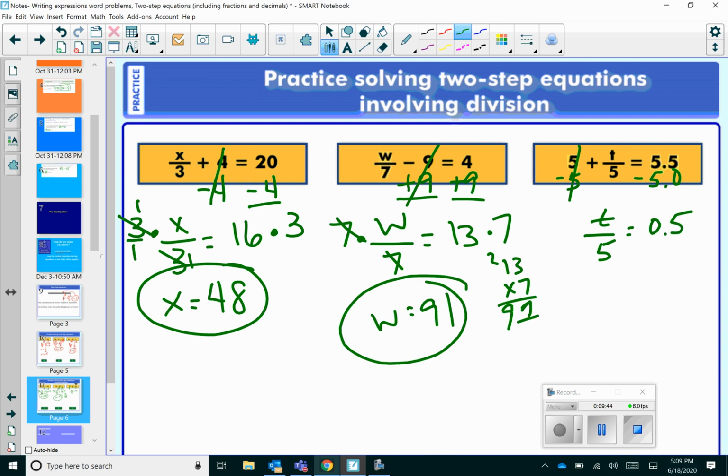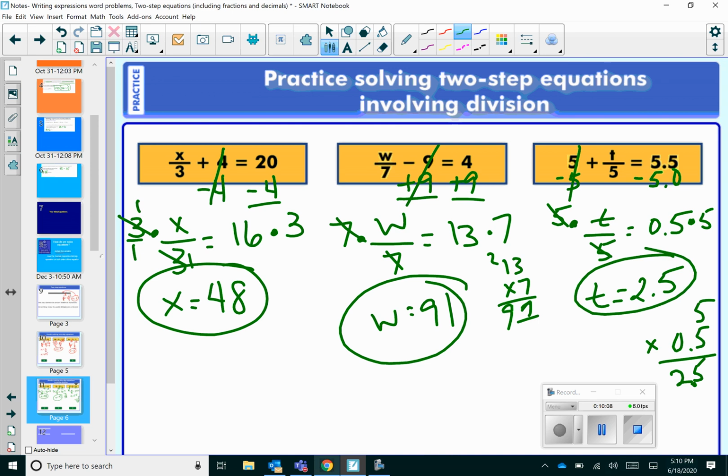And then my last step, since this is division, we want to multiply. That's going to cancel out. And that leaves us with t equals 0.5 times 5. Do the multiplication off to the side. And I've got one number to the right of my decimal, which means we're going to scoop in one place from the right. And that leaves us with t equals 2.5.